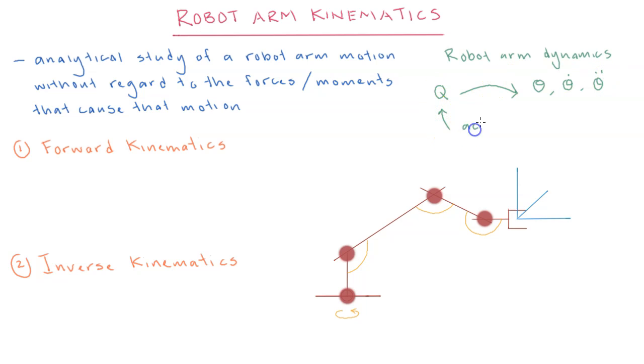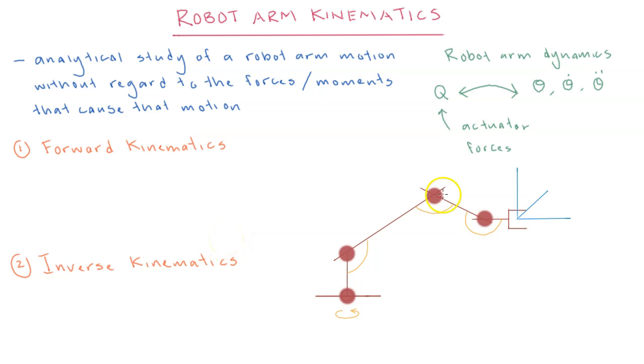This will be actuator forces. And the reverse is also true. So given some motion and some quantities or parameters, we'll be able to compute actuator forces that would cause that motion. In robot arm kinematics, we will be not considering the forces and moments, and it can be divided into forward kinematics and inverse kinematics.